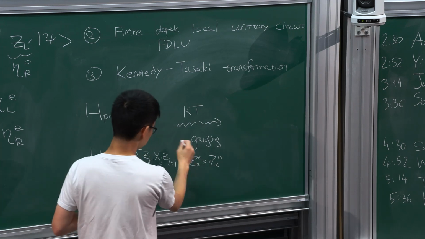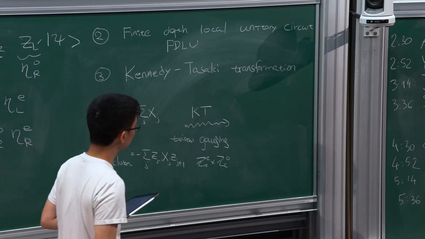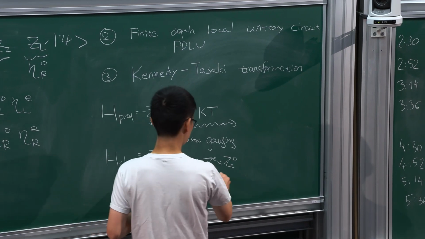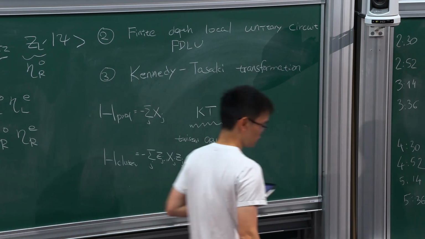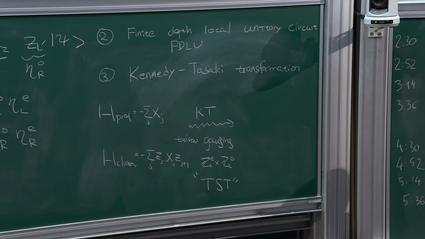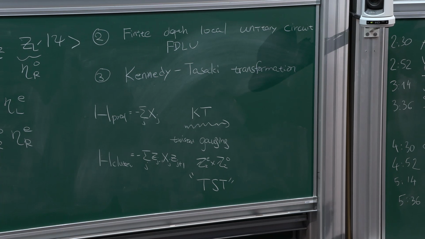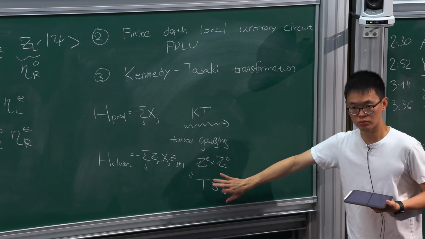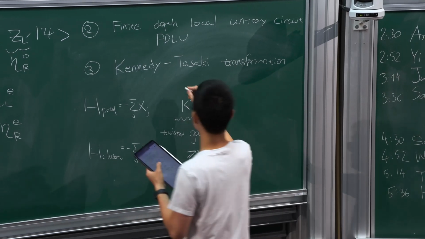To be more precise, this is a twisted gauging. And in the high energy literature, this gauging is usually denoted as TST. So S stands for the modular S transformation, and T stands for the modular T transformation, related to what Ifan talked about in his lectures. But we don't have to use this terminology here. Let me just spell out what this transformation does.